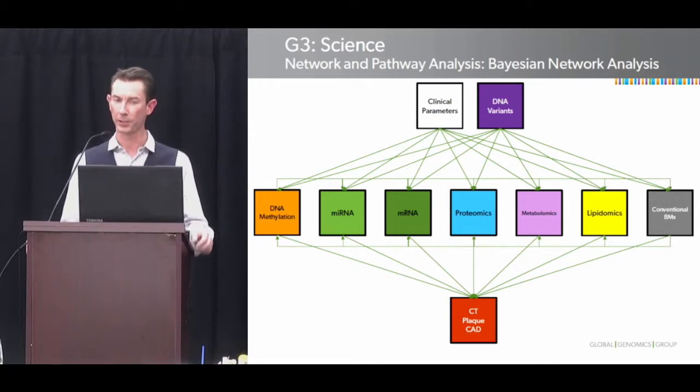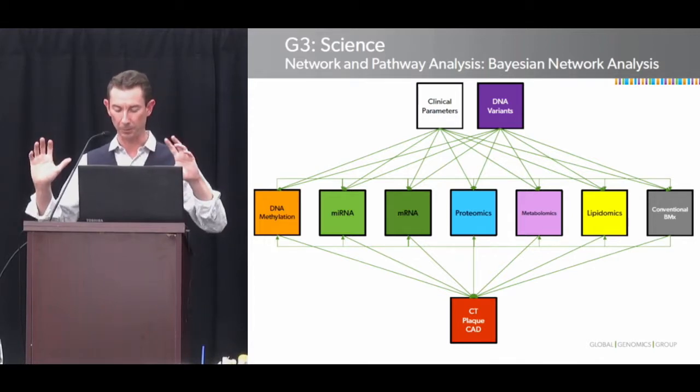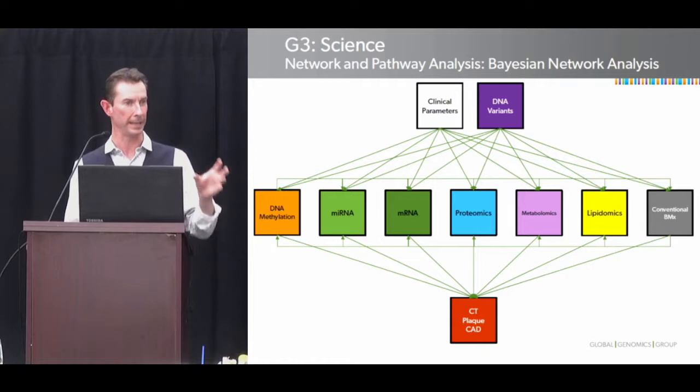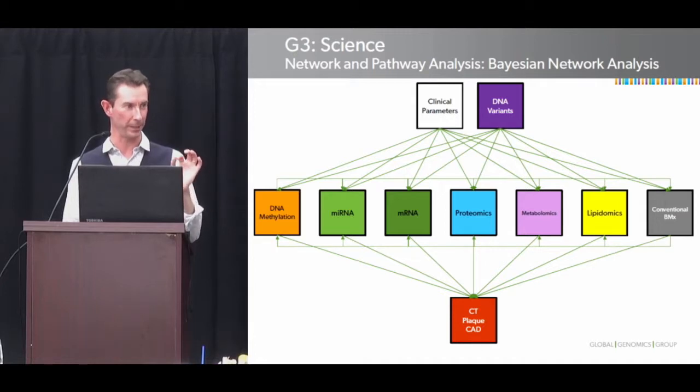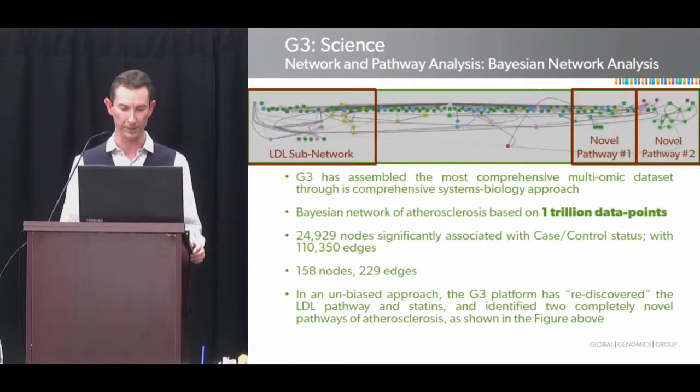So one of the most helpful platforms and tools we had found is Bayesian network analysis, but we use a proprietary implementation of Bayesian nets. And this is a completely unbiased way of looking at these data points and assembling causal biological pathways. The key word being causal, because obviously we're doing drug development.